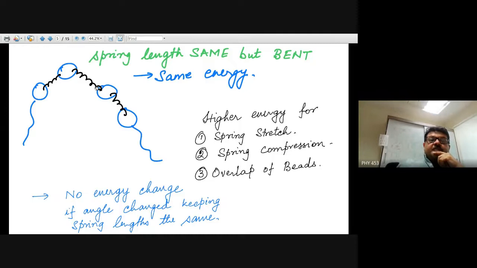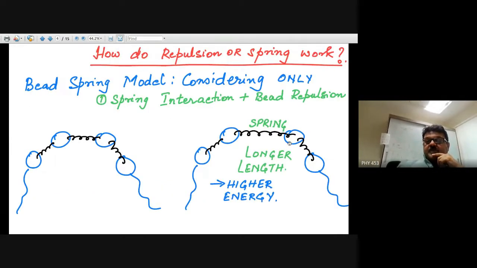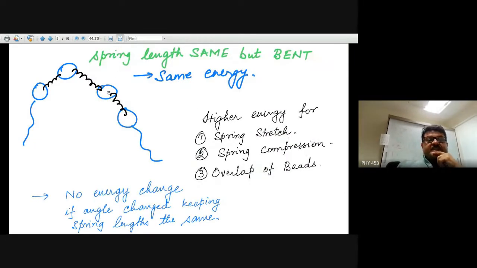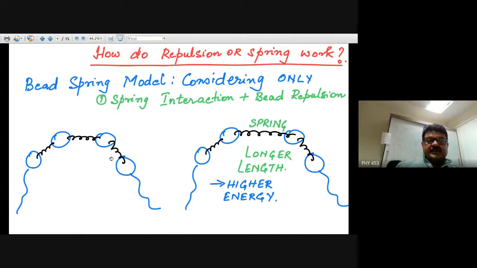Now, if, however, this particle moves in such a manner that its position has changed, but the length of the spring has not changed, so this is a different conformation. This particle has moved from here to here, so that the length of the spring remains the same, but its position has changed. Then remember, it will have the same energy as before. So this microstate, this conformation, is equally probable as this one, but this conformation with a more stretched spring has a higher energy and lesser probability of access as per your statistical physics Boltzmann distribution.